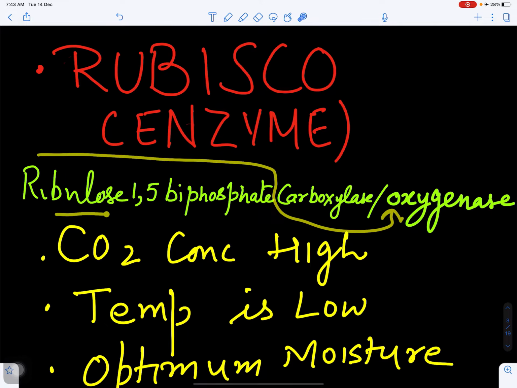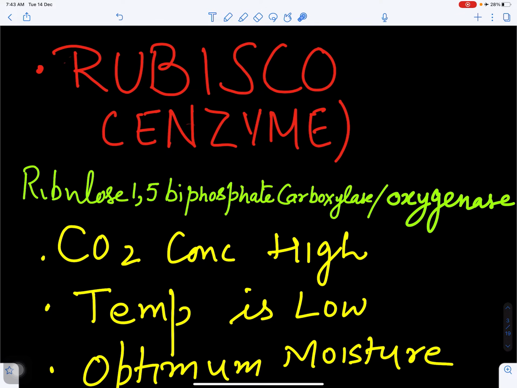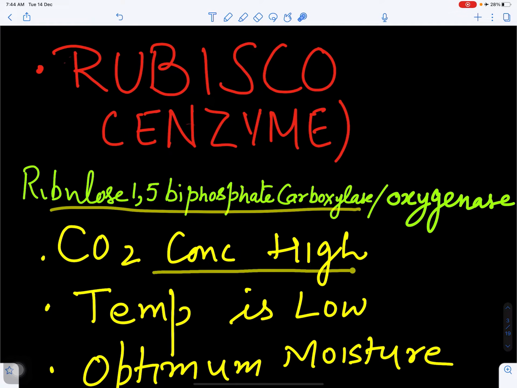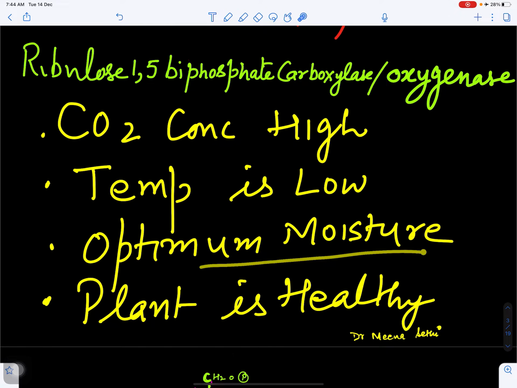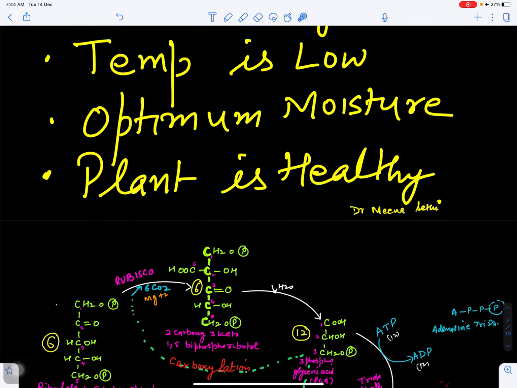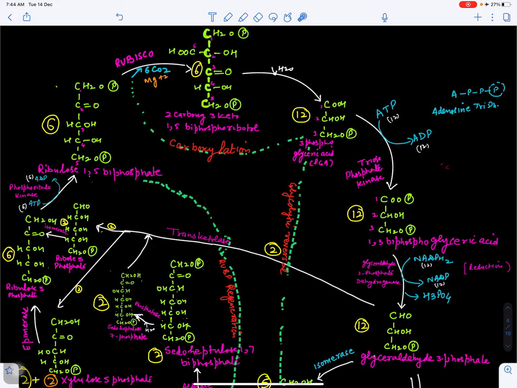So the carboxylase part of the enzyme will be activated when carbon dioxide is high, temperature is low, and proper moisture is available, with an optimum amount of turgor pressure, and the plant is healthy, not suffering from any disease or water loss. Then photosynthesis will happen, and fixation of carbon dioxide will happen with the help of this enzyme, ribulose 1,5-bisphosphate carboxylase. Now we'll discuss the cycle in detail.